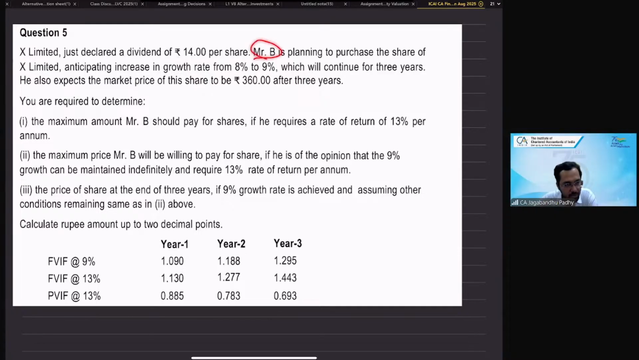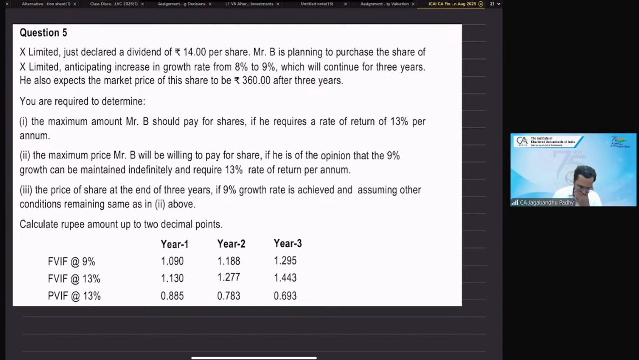And there is one Mr. B who is an investor who wants to purchase the share. And he is anticipating that the growth rate is going to increase from 8% to 9%, which will continue for 3 years. So the high growth rate of 9% is going to be there for 3 years. He expects the market price of the share to be 360 after 3 years. So he's clearly stating that after 3 years, the share price is going to be 360. You are required to determine the maximum amount Mr. B should pay for shares if he requires a rate of return of 13% per annum.